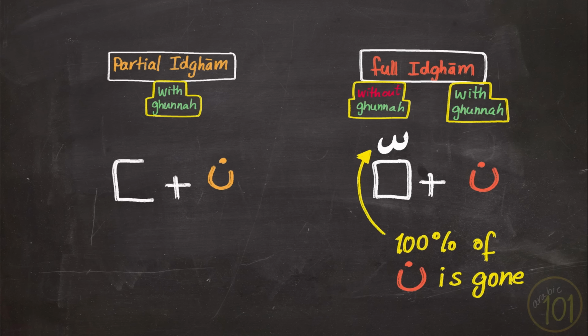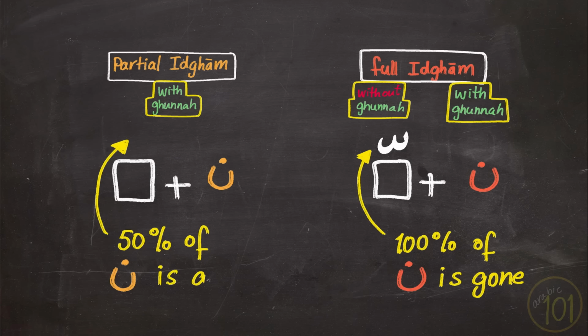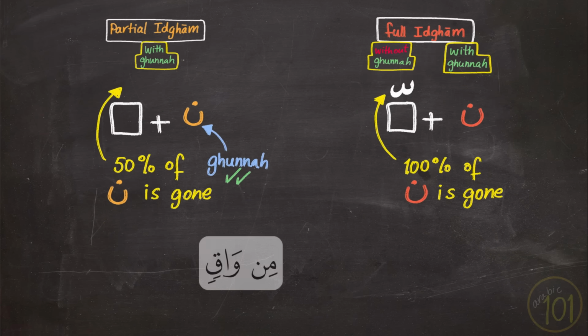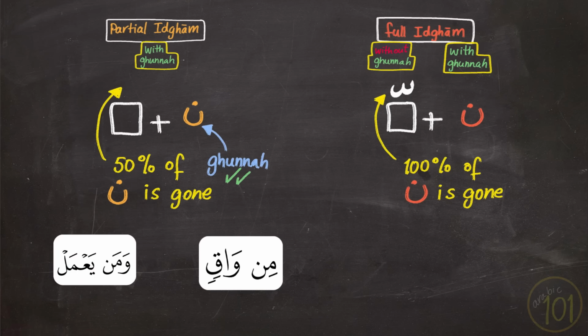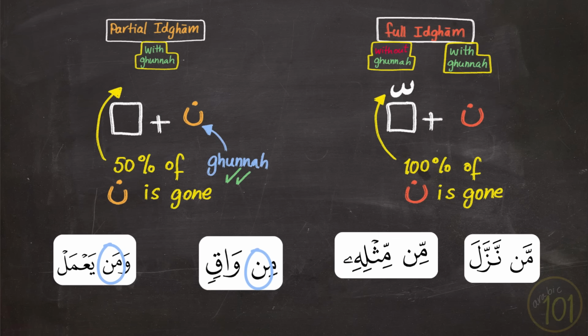But with partial idgham, shaddah is not used because not all of the nun is gone since its ghunnah still remains. That's why we pronounce waw and ya here with the ghunnah. Miwaq man ya'mal. So we pronounce the waw with a nasal sound and the ya with a nasal sound. This nasal sound is coming from the noon sakina. Unlike the case of full idgham with ghunna, the ghunna is not coming from the noon, but it is coming from the letter itself because it happens to be noon and mim, which originally have a ghunna.